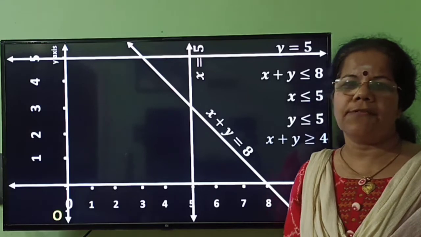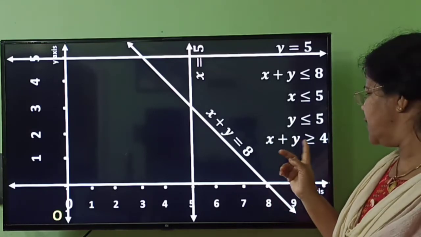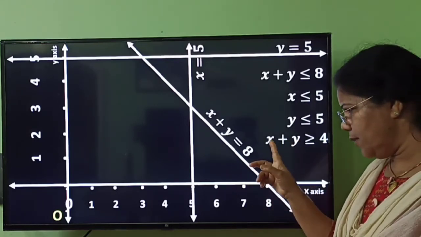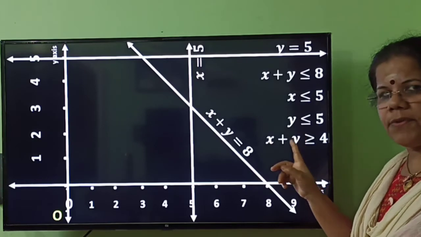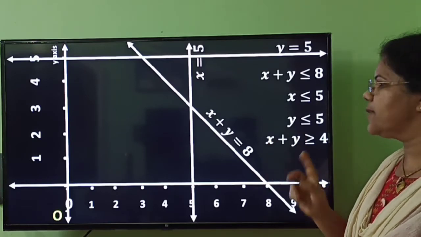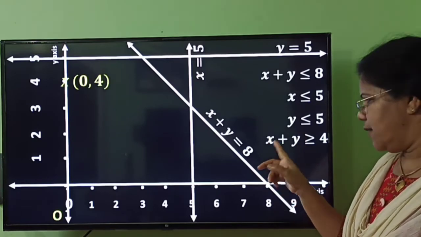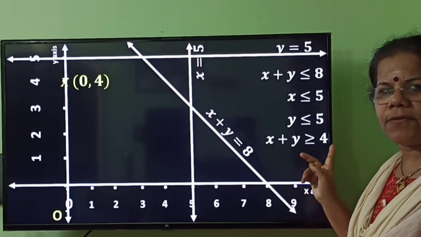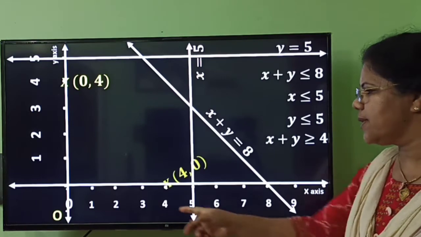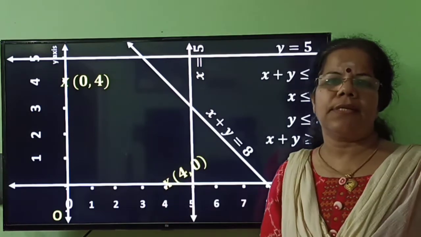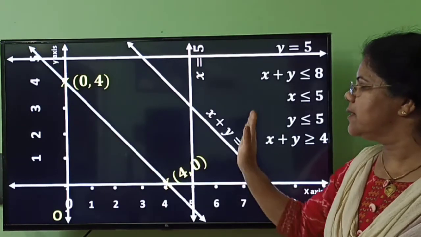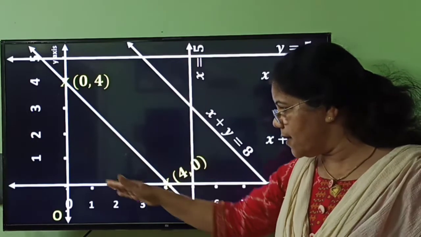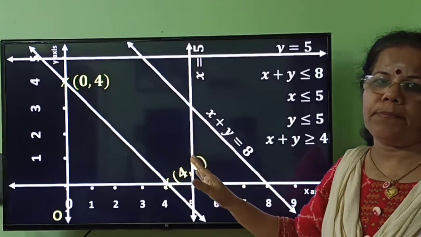Then one more constraint was there. It is x plus y greater than or equal to 4. Now x equal to 0, y is 4. So 0, 4 is a point. Then when y equal to 0, x equal to 4. That is 4, 0 is a point. So we got 2 points. Draw the graph. Now we have all the graphs on the same paper.